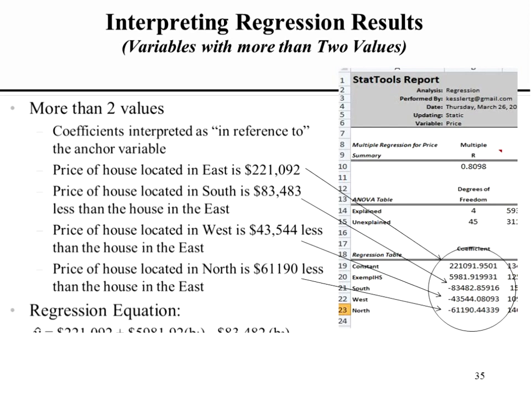So we have our basic model. You can't see the regression equation here at the bottom. I sort of cut that off a little bit. Yeah, sorry about that. But basically it says that y hat is equal to 221,091 plus 581 times x1, the first independent variable, minus 83,482 x2, which is the next independent variable, minus 43,544 x3, the third independent variable, and minus 61,190 x4, which is the fourth independent variable.